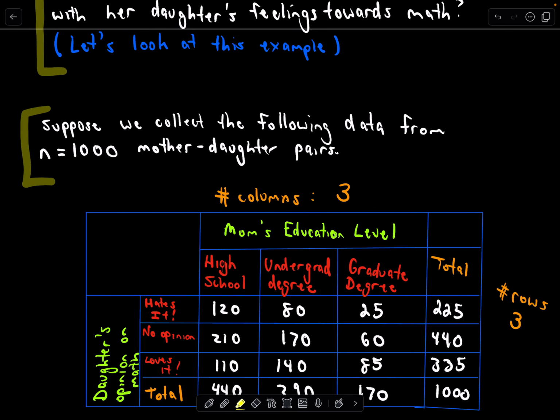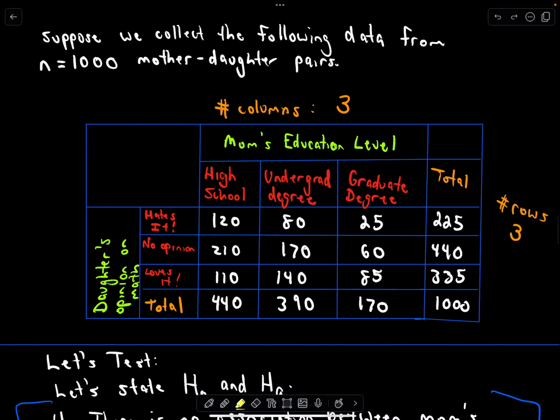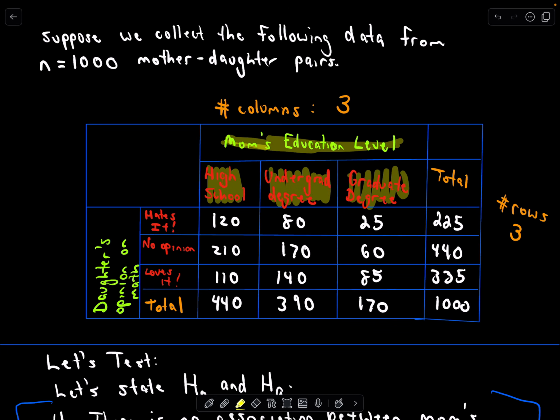So we go out there and we collect some data. N equals 1,000. That's definitely a big number, so that's good. We look at all these mother-daughter pairs and we start interviewing them. So we're going to take counts. I'm going to ask mom what her education level is. And mom's education level could either be a high school degree, an undergraduate degree, or a graduate degree. I classify them into these three subcategories. And then I'm going to look at the daughter's opinion on math.